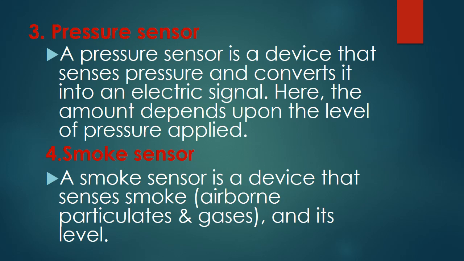Another example is a pressure sensor. A pressure sensor is a device that senses pressure and converts it to an electronic signal. Here the amount depends upon the value of pressure applied. So for this one, it converts the pressure into an electrical signal.